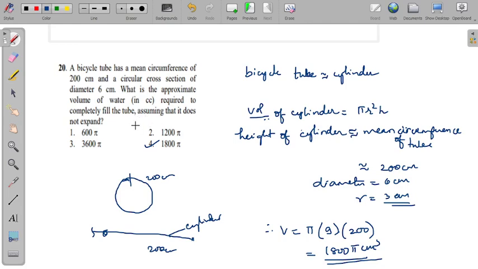Subsequently you have to find the volume of the cylinder. So the bicycle tube is approximately equated to a cylinder. The volume of the cylinder formula is pi r square h. We know the radius, we know the height. Substitute all these values here. 200 into 3 square, which is 9, gives 1800 pi centimeter cube. So the answer will be the fourth option.